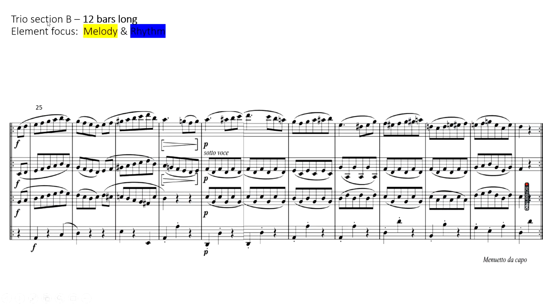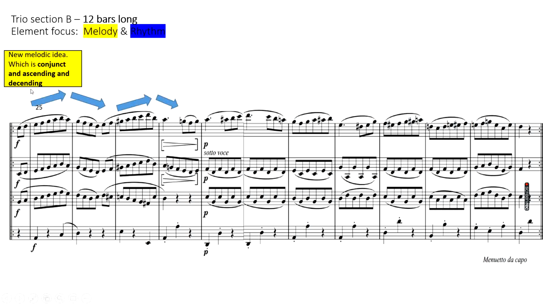Right, so we're now looking at melody and rhythm. The first thing to note is section B of the trio has a new melodic idea. This means that this is a brand new melody, and we would describe this melody as conjunct and ascending, so it's going higher, and descending, so it's going lower, as you can see with the arrows. So it's moving in step, the melody, and it's going high, then low, high, and then low again.